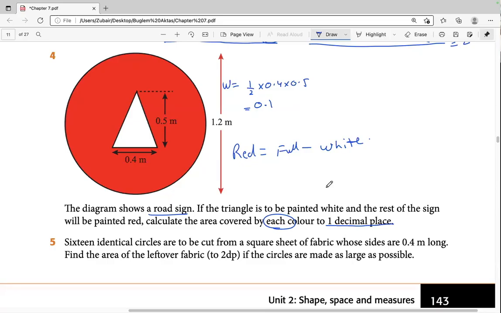Okay, so first part is 0.1 meter square up to one decimal place, and the other would be pi r square minus, I just copied that white section, minus 0.1, 0.36 pi minus 0.1. But then let's do the one decimal place.